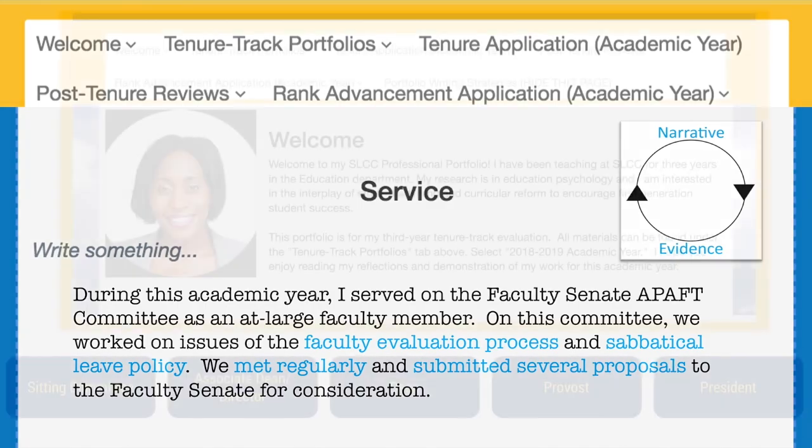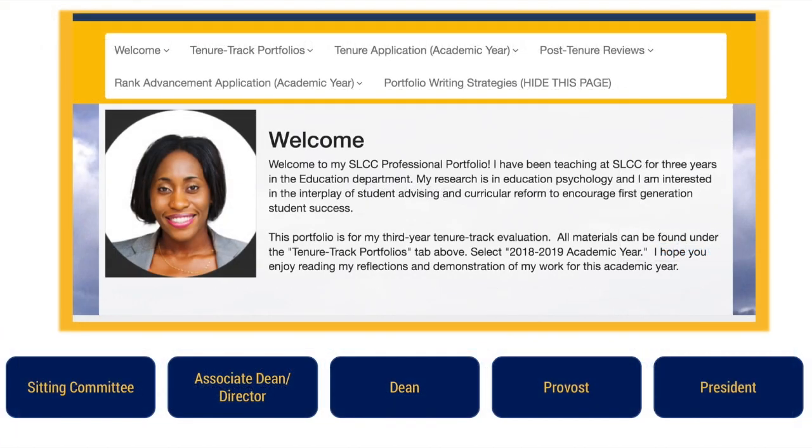Next, remember that your professional portfolio has 5 distinct audiences: your sitting committee, your associate dean, your dean, the provost, and eventually the president. The first 3 audiences review your portfolio each year. The provost and the president review it for your tenure application. Because of this, you need to write your portfolio for all of these audiences, but at the same time.